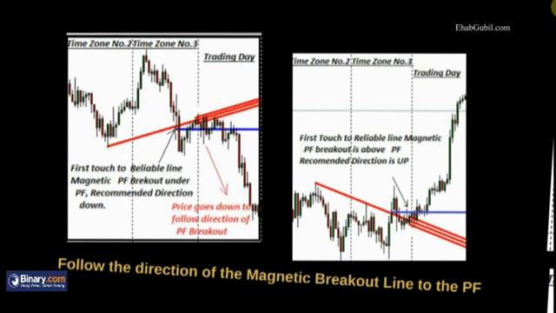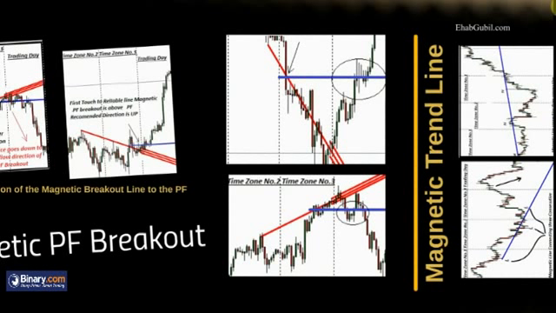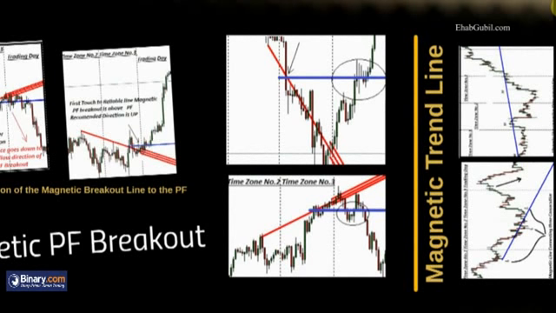As we can see, we will follow the position of the magnetic breakout line relative to the PF, and this will be our recommended direction. If it's above the PF, we will suggest the long side, and if it is below the PF, we will suggest the short side. In this example, we can see that we don't depend on the direction of the reliable breakout, but we depend on the position of the breakout line relative to the PF.